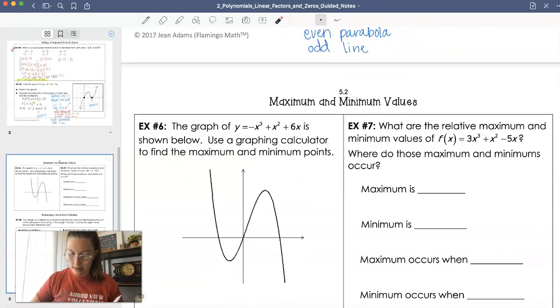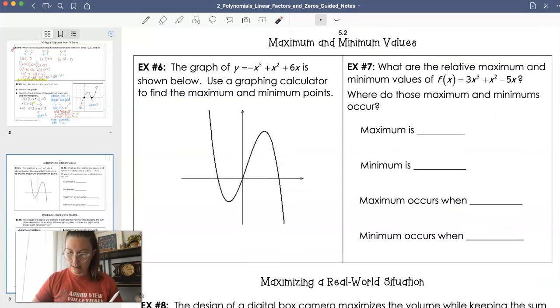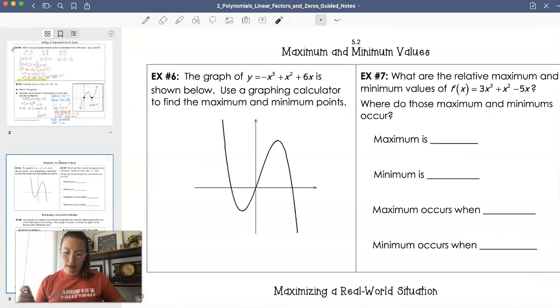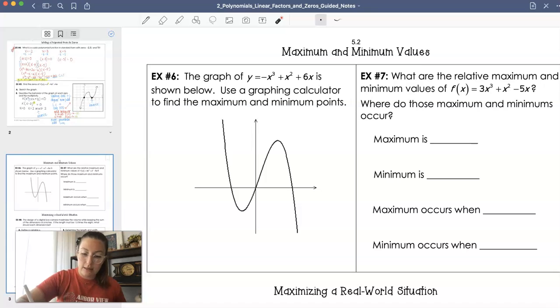All right, let's go ahead and look at 6. Okay, so it says 6, the graph of y equals negative. So let's just talk about this before we even graph this. The leading coefficient is negative. Negative line, leading coefficient negative. This is an odd function. I think of a negative line for the end behavior.